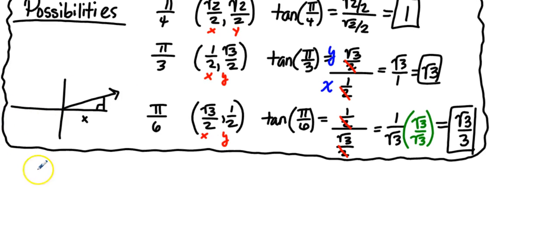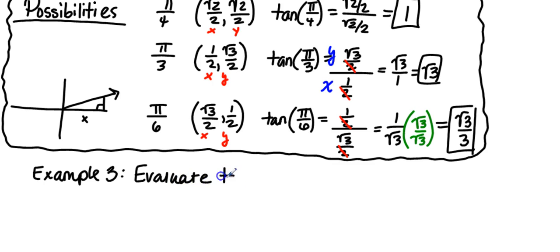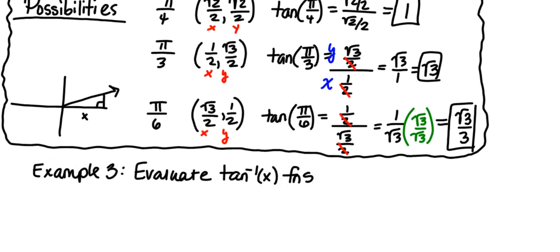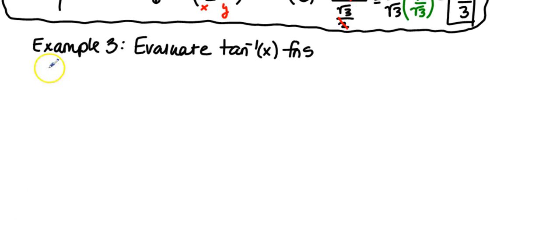Let's see how. Example 3 is all about evaluating inverse tangent or tangent inverse functions. Number 1 is inverse tangent of root 3.